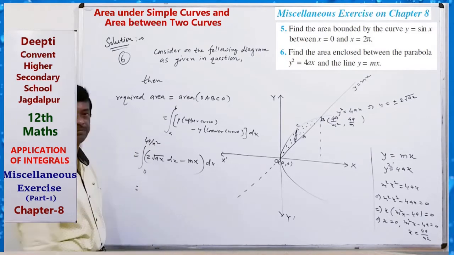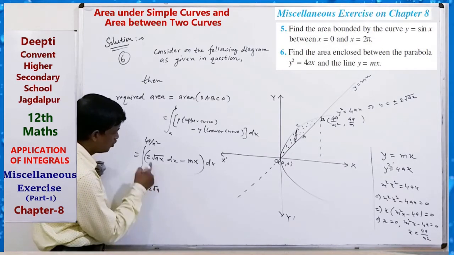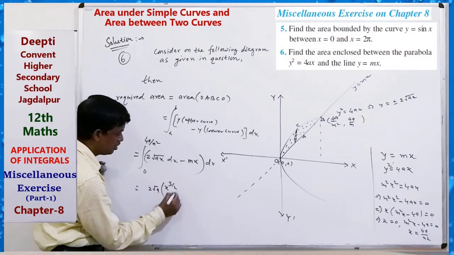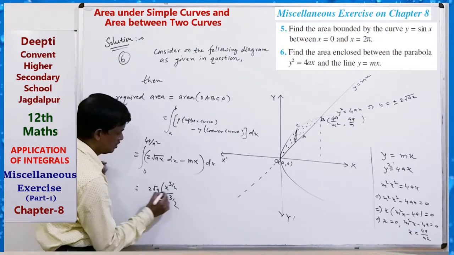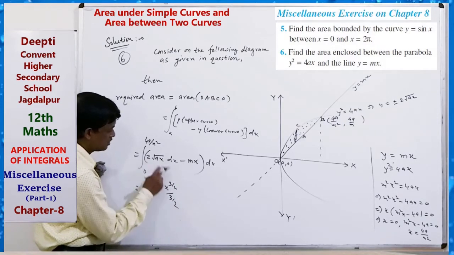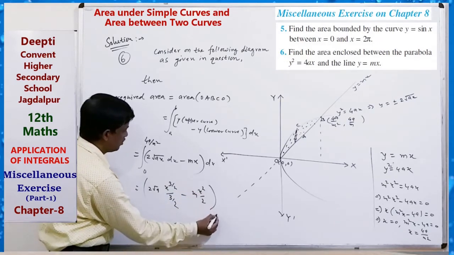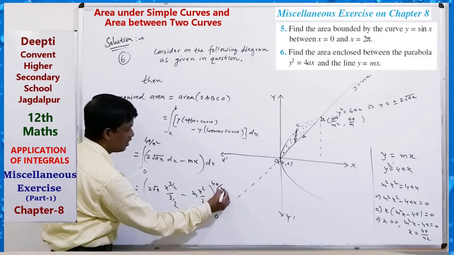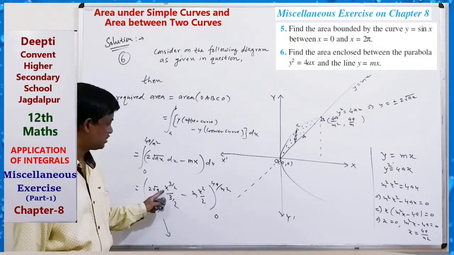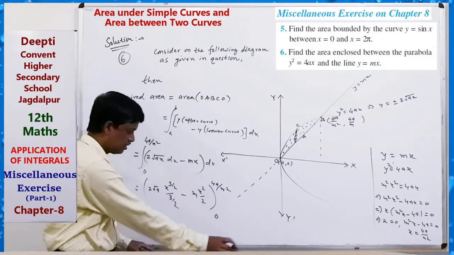Now you can solve it. Very simple. 2 root a, root x means x to the power 3 by 2 upon 3 by 2. We can write it like this: 2 root a x cube by 3 by 2 minus m x square by 2, with limit from 0 to 4a by m square. Now you can simplify it. Put first x equal to this and then 0. 0 means complete 0, so only put x equal to this and you get the result.